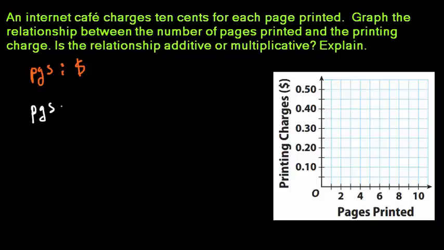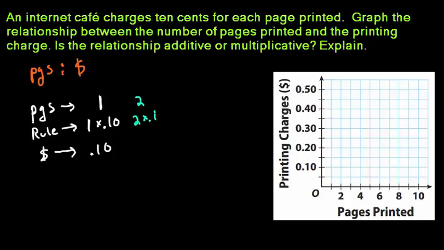So if we're going to make our little table over here, I've got pages right here, and right here I'm going to put the rule, and then right here I'm going to put the cost, how much it costs per page. Okay, so let's say we print one page. Well, the rule is 10 cents per page. So one page times 10 cents comes out to 10 cents. No problem. All right, well, what happens if we buy 2 pages? Well, the rule is 2 times 10 cents, which comes out to 20 cents total.